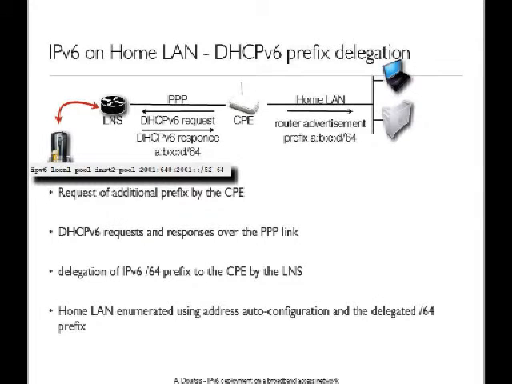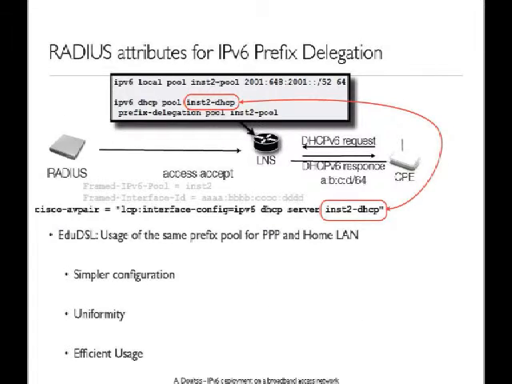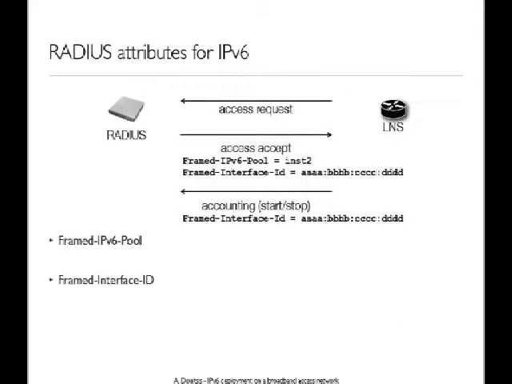So, a few words on how you implement the enumeration of the PPP link and then the home LAN behind the CPE. First, for the PPP link, we are interested mainly in two IETF RADIUS attributes. The first is the Framed-Interface-Id. The Framed-Interface-Id, like I said, is basically the lowest 64 bits of the address that the CPE of the user is going to be using.